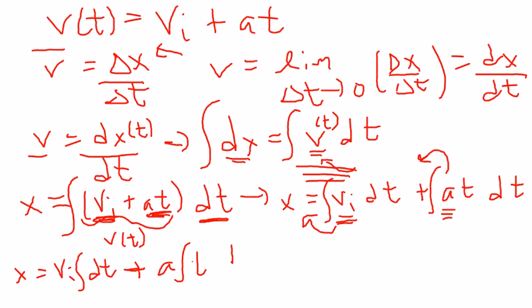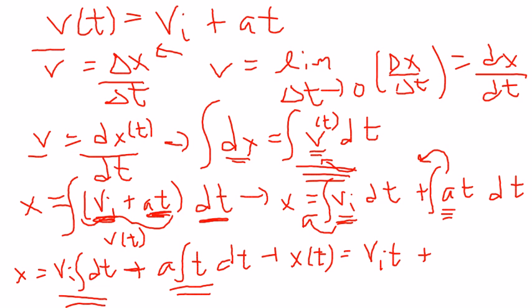So now I've got t dt. Now when I do this integral, I end up with x as a function of time equals, so when I do this integral over here, I end up with v initial t plus, and now when I do this integral over here, I get a times t squared over 2, but t squared over 2 is the same thing as writing 1/2 at squared. Now I have to add a constant of integration, c.